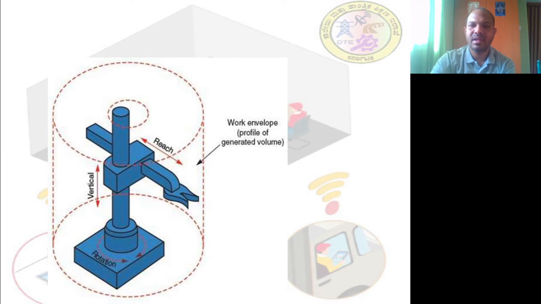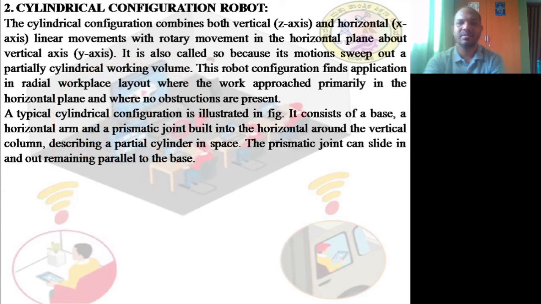Then, as in the Cartesian coordinate, it has a vertical, that is a z axis. It can move up and down. And as we have shown there, it also has a y direction. It can have x, y, z and y direction, but instead of x we have a rotation motion. So the workspace it can make resembles a cylinder. So it is called a cylindrical coordinate system.